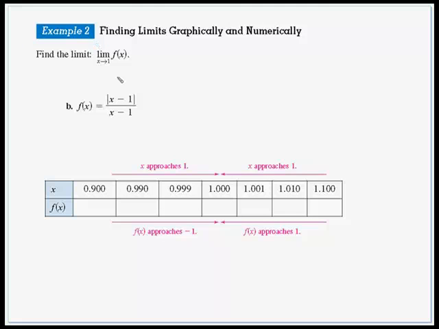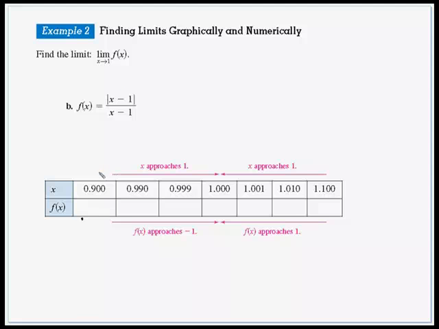Here's a slightly different one. Now it's a little different because our function has absolute value bars. Find the limits graphically and numerically. The limit again as we approach 1 of this function, the absolute value of x minus 1 divided by x minus 1. And we're going to again approach from above and below.